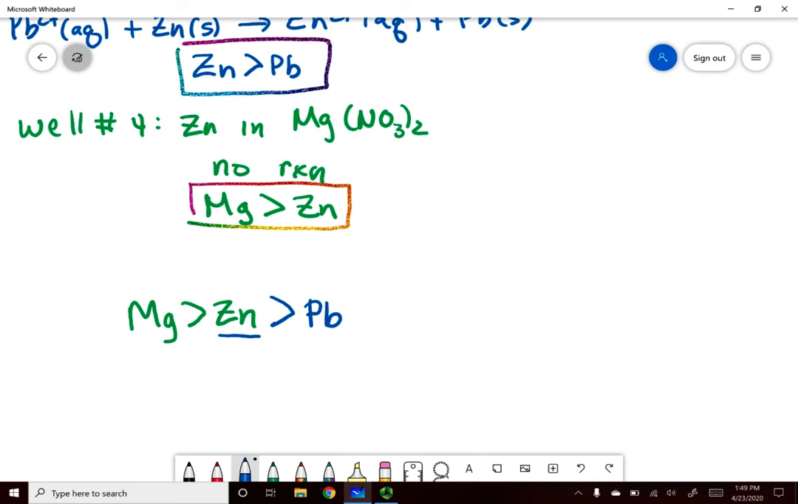You're going to complete the activity series for the whole suite of metals that we tested in this experiment. I hope that made sense, and Chem 122, stay safe.